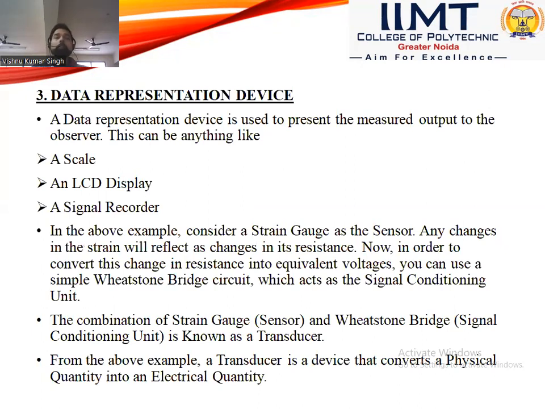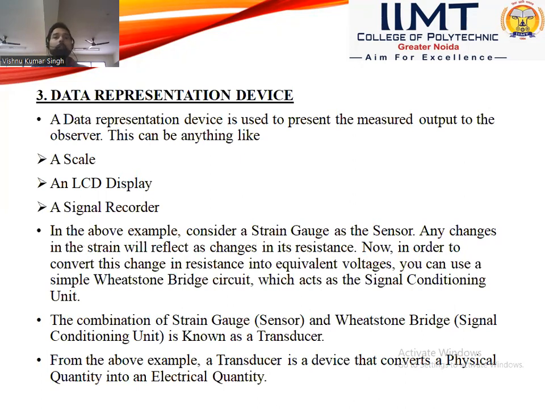In the above example, let us consider a strain gauge as the sensor. Any changes in the strain will reflect as changes in its resistance. Now, in order to convert this change in resistance into equivalent voltage, you can use a simple Wheatstone bridge circuit which acts as a signal conditioning unit. Now, the combination of strain gauge and Wheatstone bridge circuit is known as a transducer.